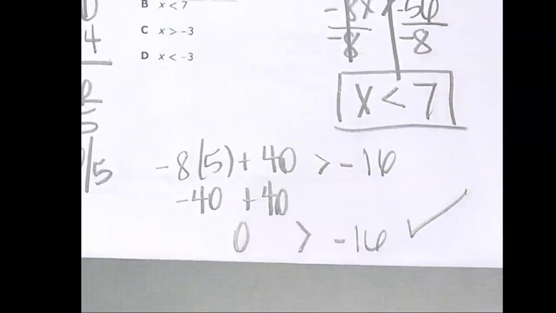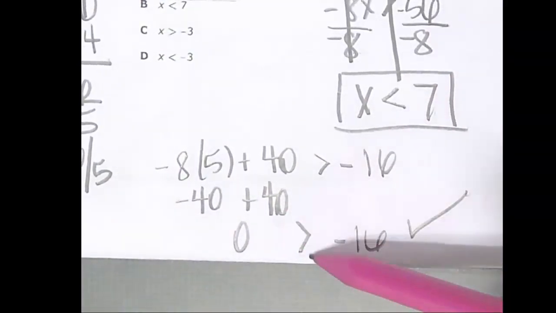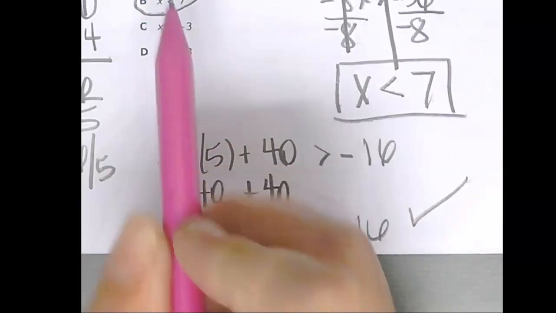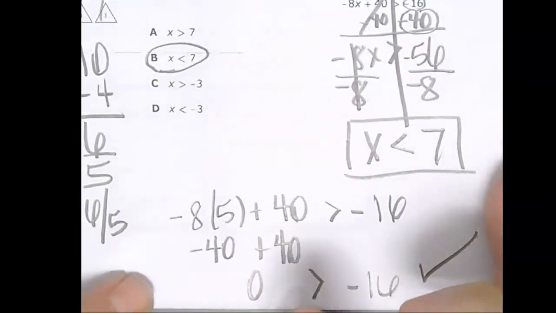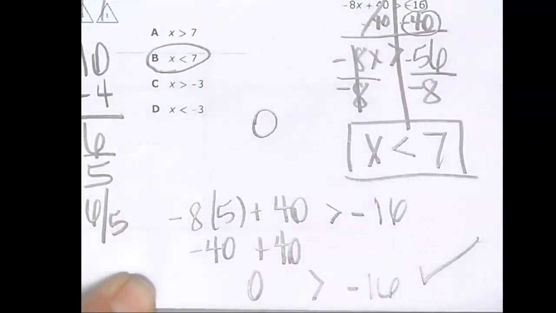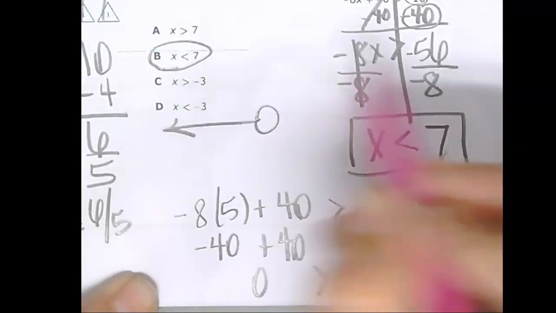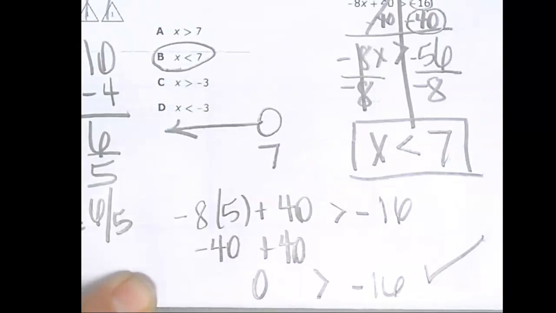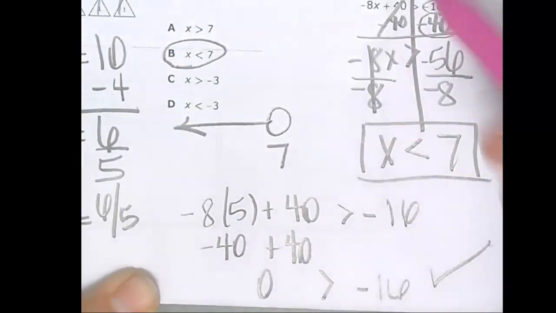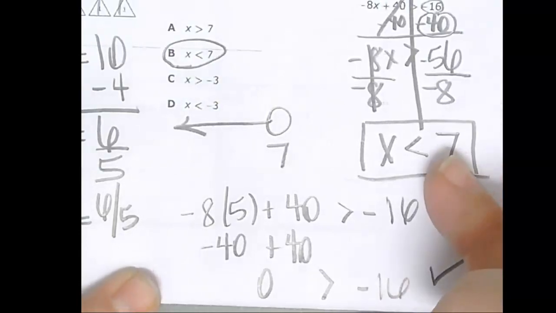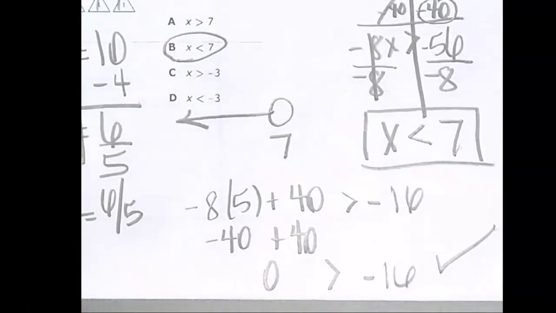I'm going to move that up a little bit. 0 is greater than negative 16, so that would be a solution to my statement, and my answer choice would be B. And remember, this would get an open circle, and then everything to the left of 7 would be included as a solution to my inequality. Go ahead and press pause, do the bottom portion, and we can come back and check it.